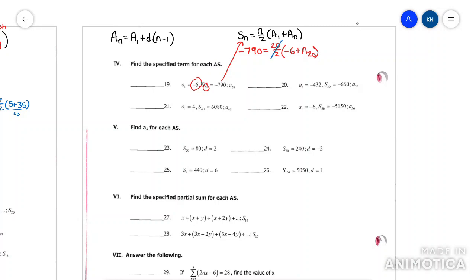Just like that. So you just plug in what you know into that second equation. Now I'm going to call this 10 over 1, 10. And I am not going to distribute. Lots of people distribute right there. I'm not one of them. I just go ahead and divide by 10 on both sides of the equation, because now I'll just have negative 79 equals, the 10s cancel, and it just leaves that negative 6 plus A20. And then I can just add 6 and get A20 is negative 73. Let me show you another one of those. They're not that bad.